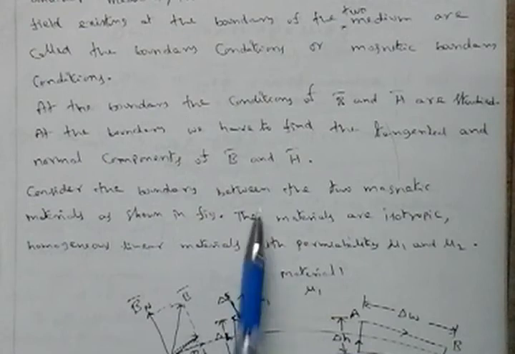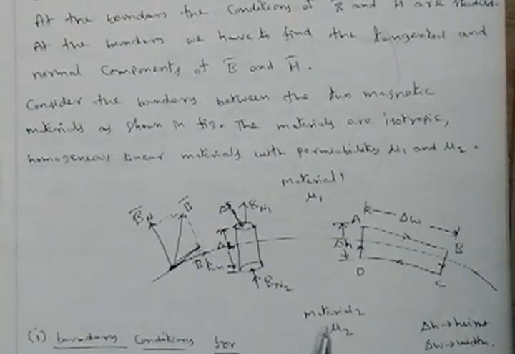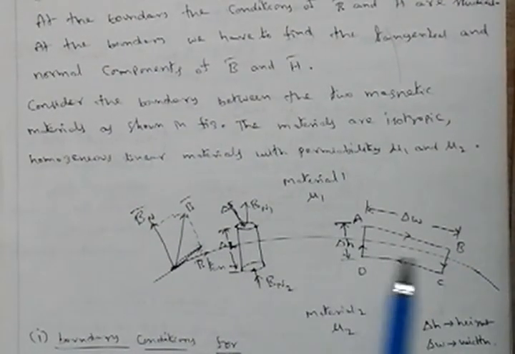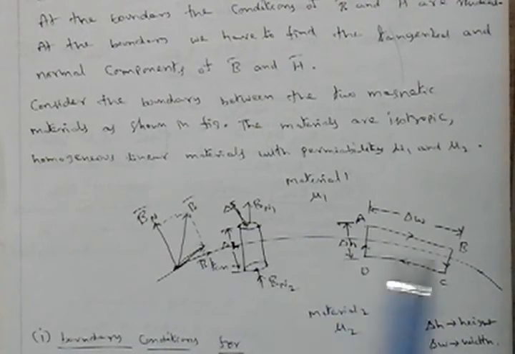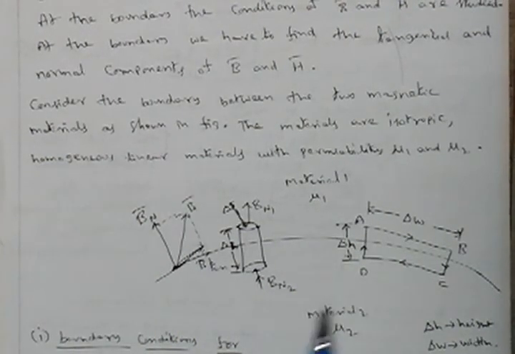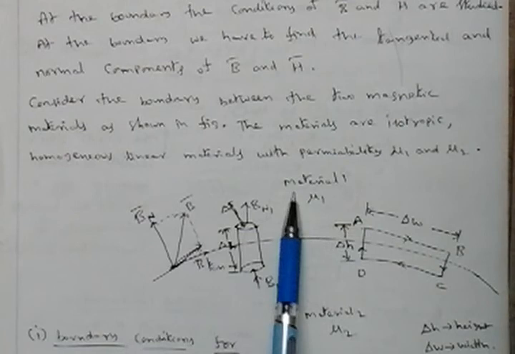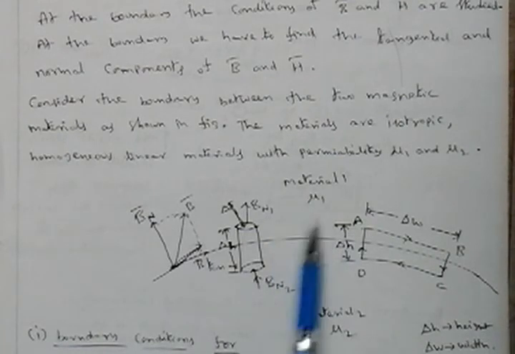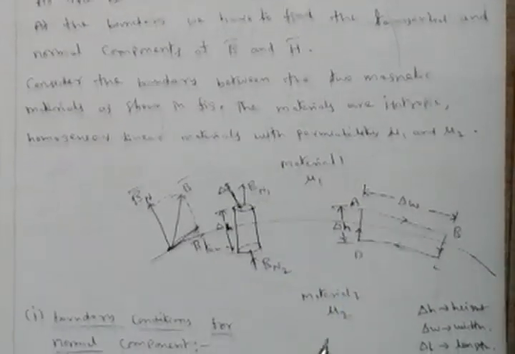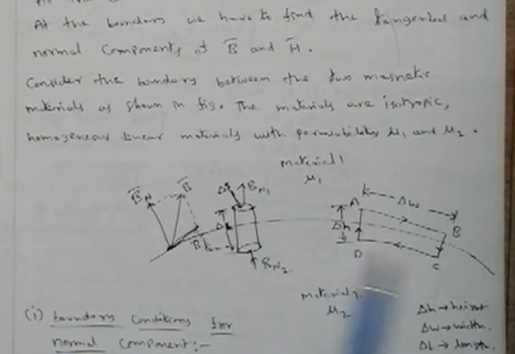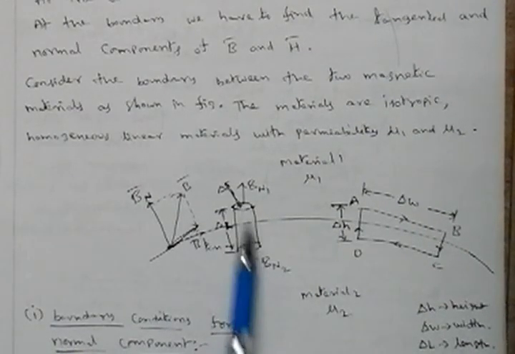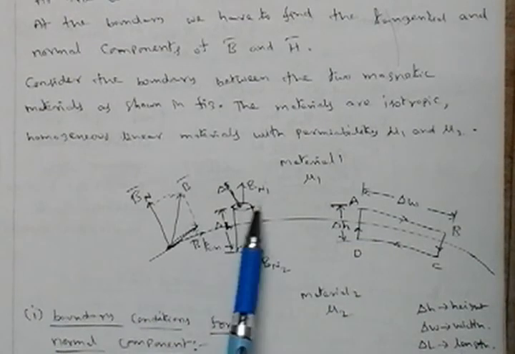Consider the boundary between two dielectric mediums. Below the boundary line the medium is medium 2, and its permeability is mu2. Above the boundary line there is one more medium, called medium 1, whose permeability is mu1. To analyze the tangential component we consider the rectangular box. To analyze the normal component we consider a circular cylindrical shape.